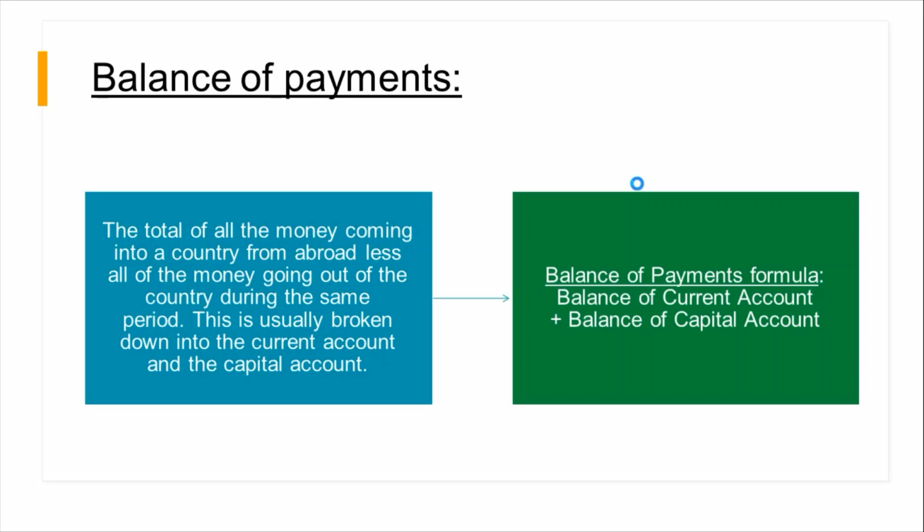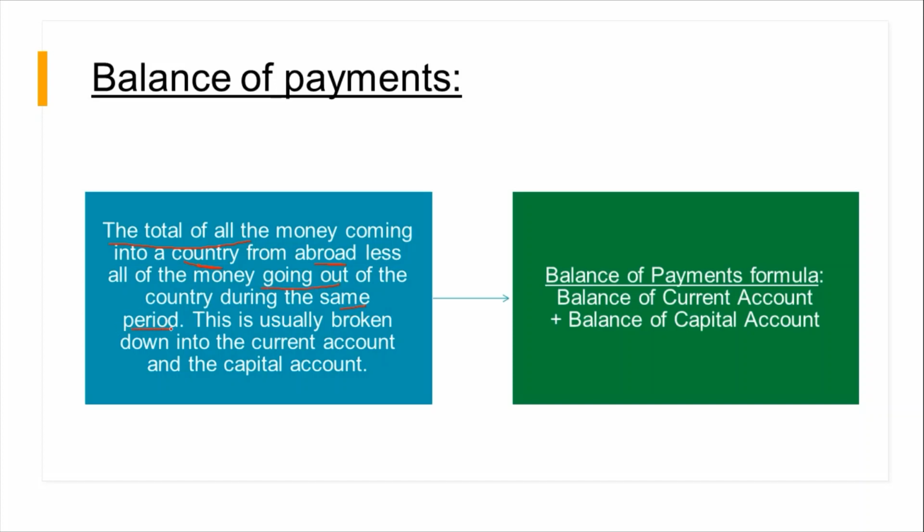So the first word is balance of payments. Now this is something that's very common on news channels. You would have heard that the balance of payment for this country is this or that country is that. If you are more into economic news, you may have heard of this a lot. The very easy definition of it is that it's the total amount of all the money that's coming into your country from abroad minus the money that is going out of your country during the same period of time.